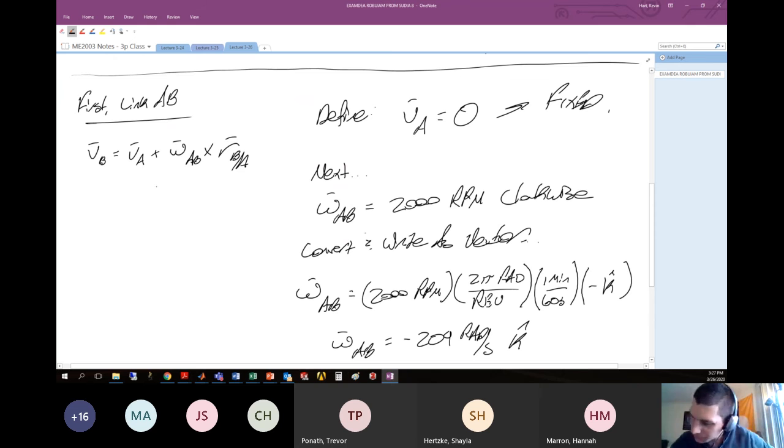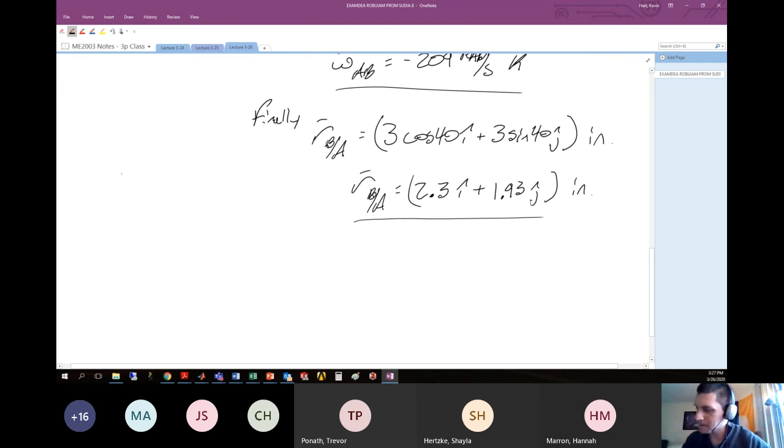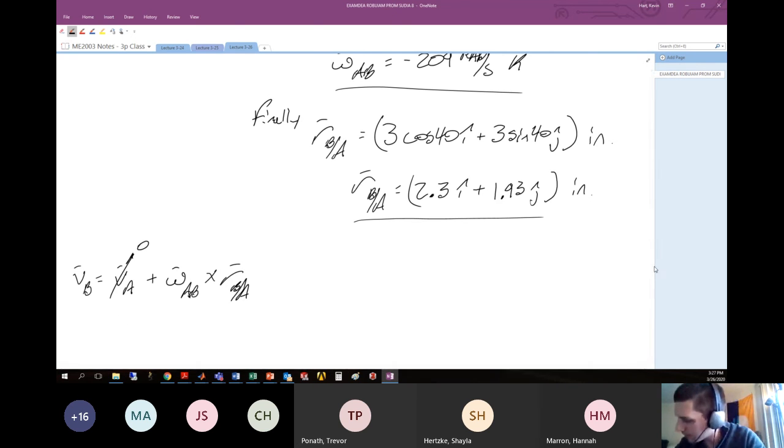We've defined all of the things here, and we can now solve for the velocity of point B. The velocity of B is the velocity of A, which we know is 0, plus the angular velocity of this link AB crossed with the position vector which locates B from A. Remember, r_BA is locating B from A, or arriving at B from A, however you want to think about it. We're ready to punch stuff in now.